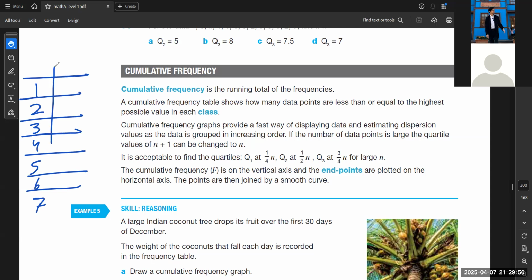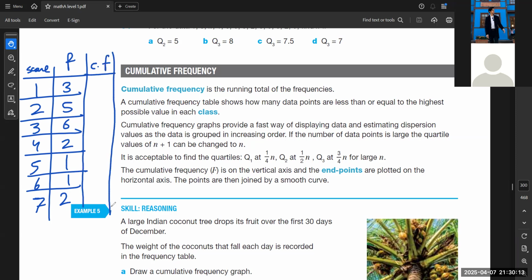And I make a frequency table where I show that. So this is the score and this is the frequency. So 3 people got ones, 5 people got twos, 6 got threes, 2 got fours, 1 got 5, 1 got 6, 2 got 7. This is a frequency table. However, I could add a cumulative frequency where I'm counting all the number of people that got every value and under that. What do I mean?